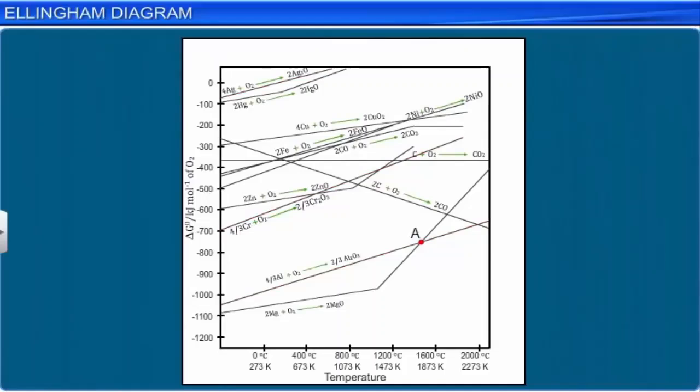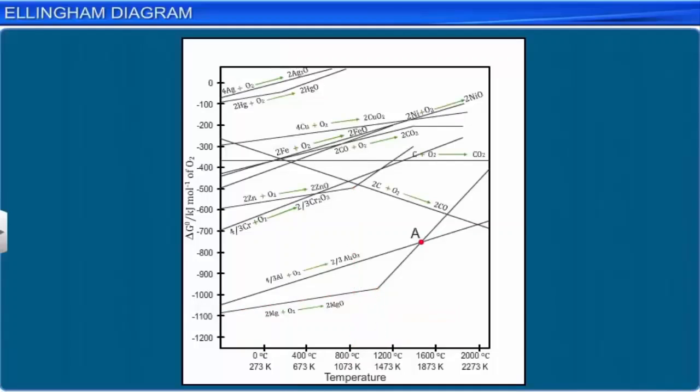The second important feature is that the Gibbs energy changes follow a straight line, unless the materials melt or vaporize. The temperature at which such a change occurs is indicated by an increase in the slope on the positive side. For example, the slope of the ZnO line changes around 800 degrees Celsius. Similarly, the slope of the MgO line changes around 1120 degrees Celsius.